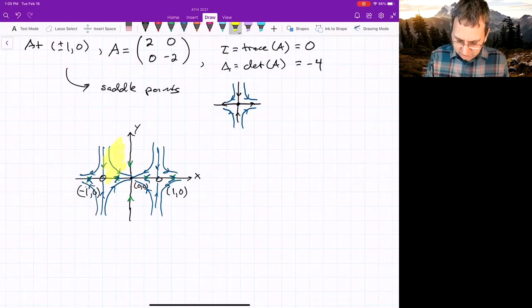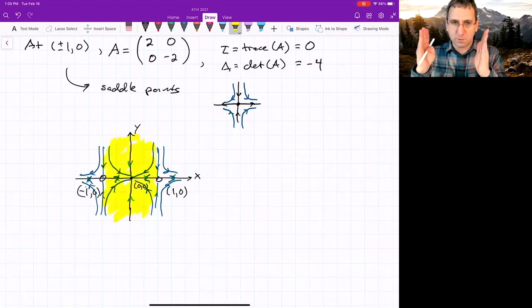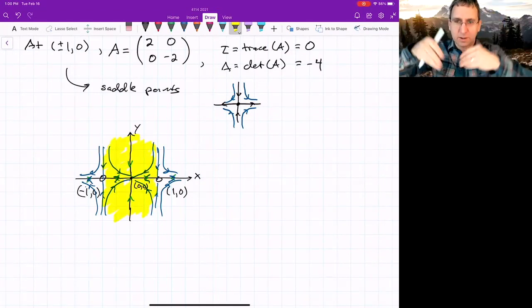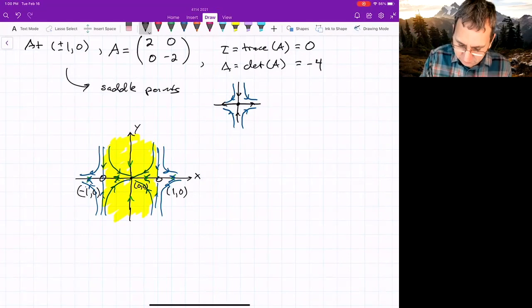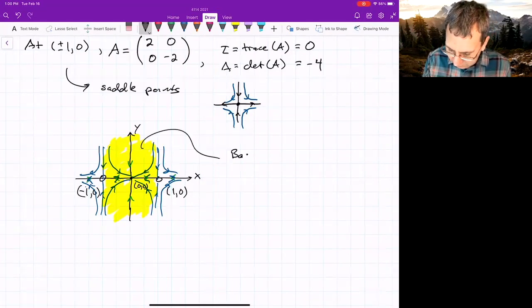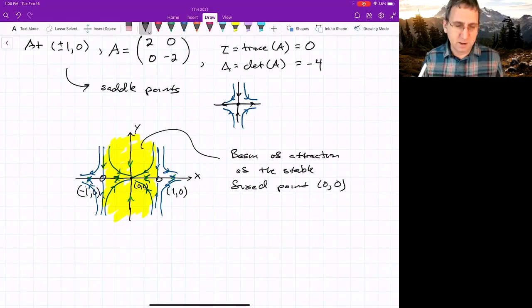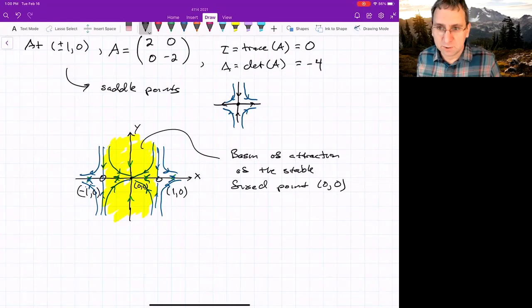Which we can then describe with something called a basin of attraction. Everything in this yellow region, which extends between x equals plus or minus 1, and then goes up to y going to plus infinity and negative infinity, everything in that band is the basin of attraction of the stable fixed point. And that'll become useful when we look at other examples.